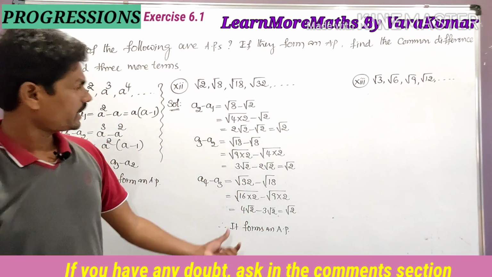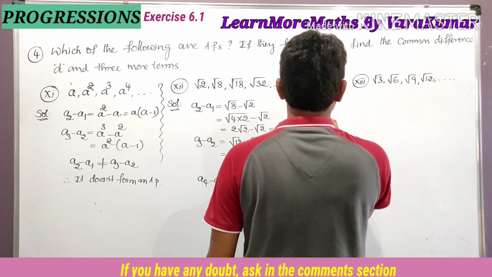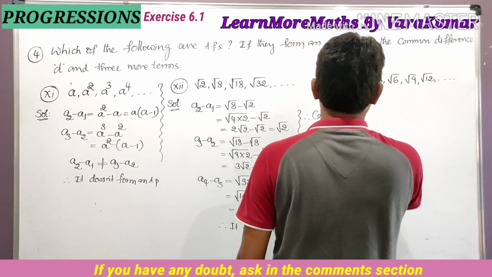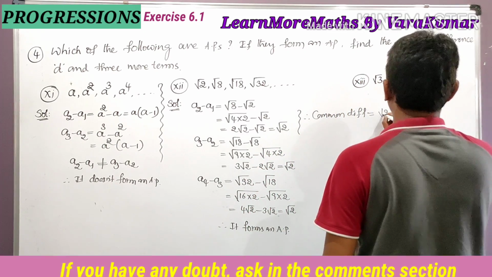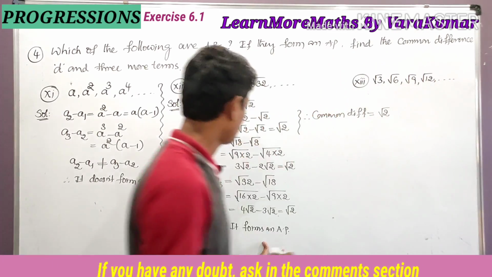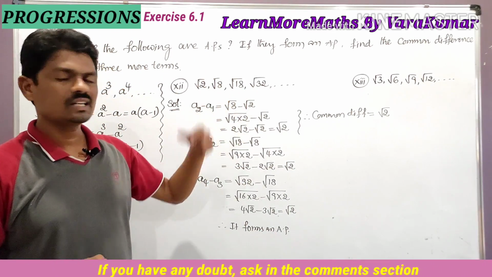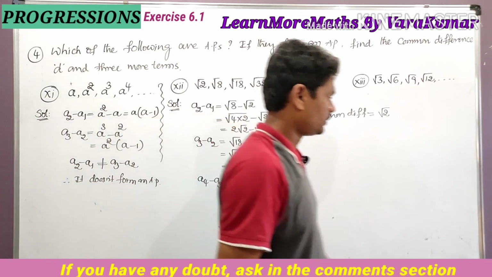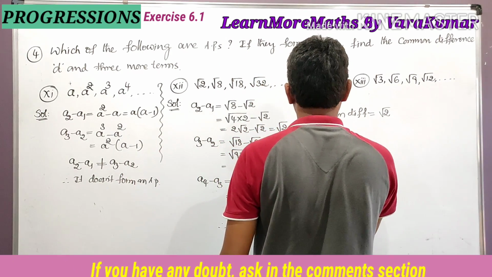So he is asking us to find the common difference. Therefore the common difference is root 2. Next he is asking us to find 3 more terms, with common difference equal to root 2, student.